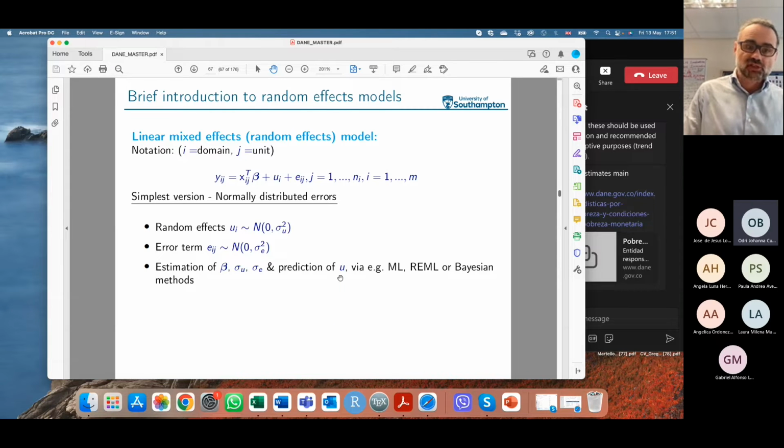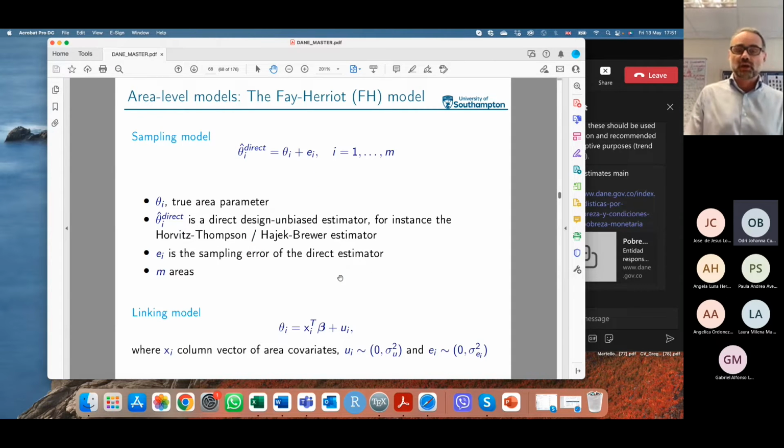Right, so let's look now into the area level model. What I'm going to do is introduce the area level model for the next 10 minutes or so, or 15 minutes, and then I'm going to take a break, stop there, and then we're going to start again on Monday. Okay.